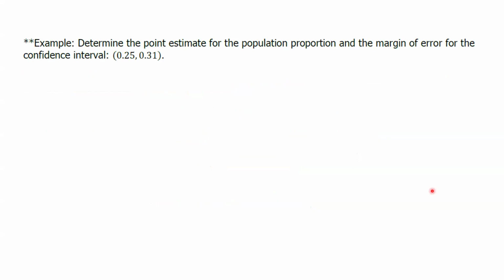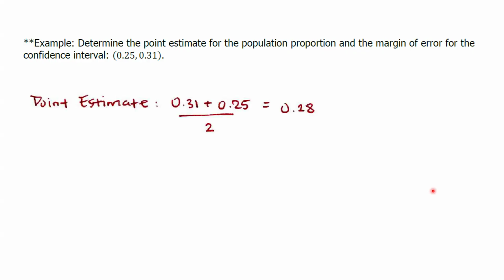So let's do an example. Okay, so we're going to be working backwards from a confidence interval. In this problem, we're asked to determine the point estimate for the population proportion and the margin of error for the confidence interval 0.25 and 0.31. So for our point estimate, we are going to take our lower bound and upper bound, add it together, and divide by 2, which gives us the answer 0.28.